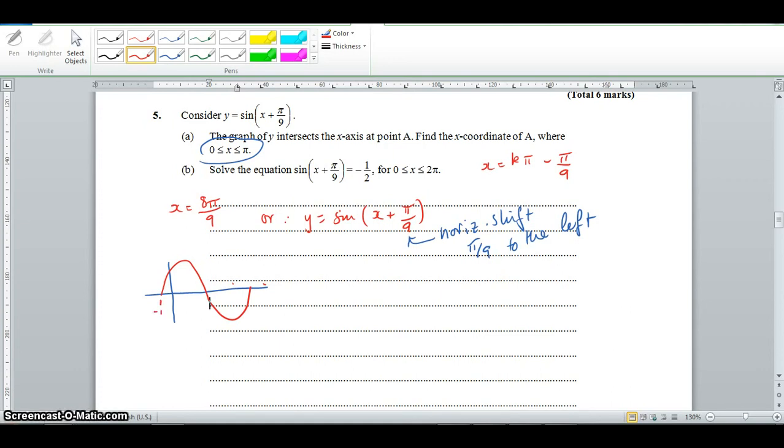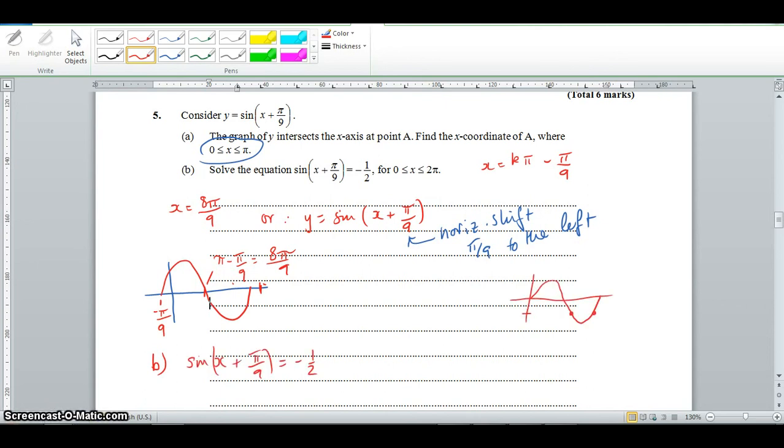This would be to negative pi over 9 then. Okay, so instead of stopping at 2 pi, which would be here, I'm also slightly to the left. And here also, normally it'd be at pi, but in this case I'm at pi minus pi over 9. Now pi minus pi over 9 is the same as 8 pi over 9, which is what I had found algebraically. Okay, let's move on to question B.